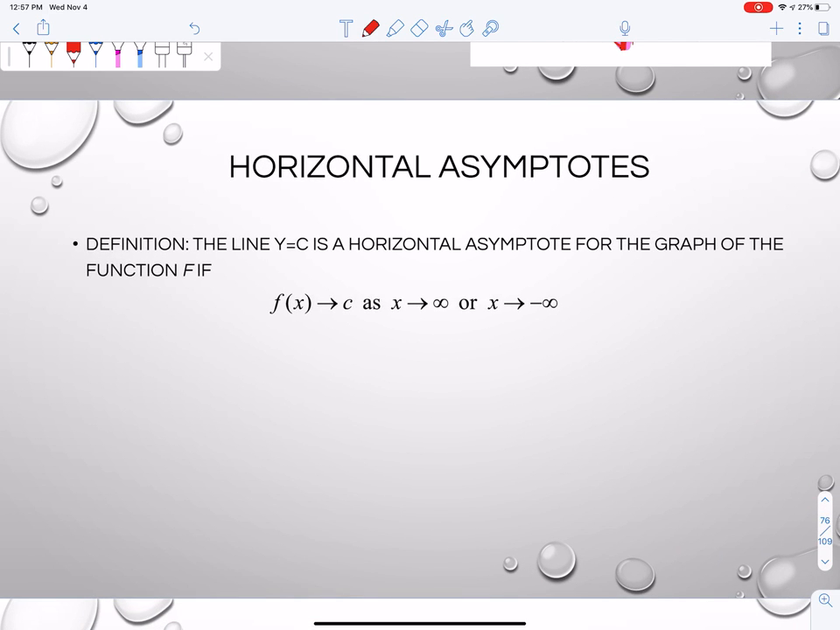Okay, so horizontal asymptote. A line y equals c is a horizontal asymptote for the graph of the function if the value of my function approaches that, so f of x approaches c, right? As my x values either become infinitely large or infinitely small. So as x approaches infinity or negative infinity. Okay, so what I'm talking about with the horizontal asymptote is essentially the left and right arrows of my graph going off into the distance, to the left and the right, if you will.